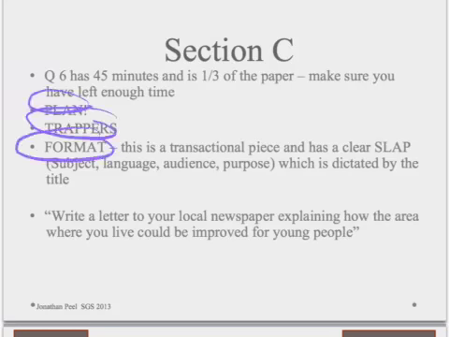And it means you will pay close attention to format. Now, this is a transactional piece, and it should always be a transactional piece, so notice it. It has a clear slap, a clear subject, language, audience and purpose, which is laid out in the question, and you need to find it.